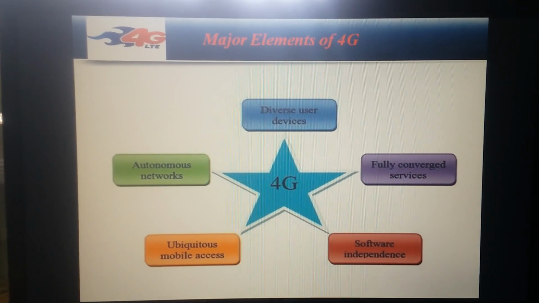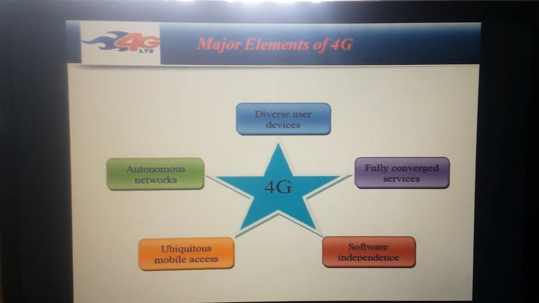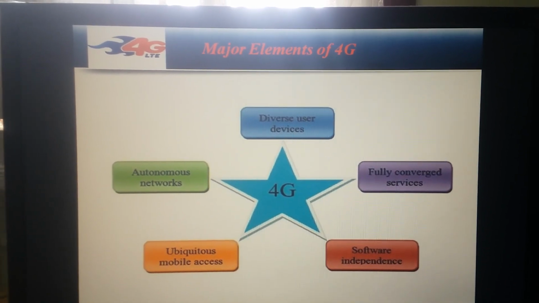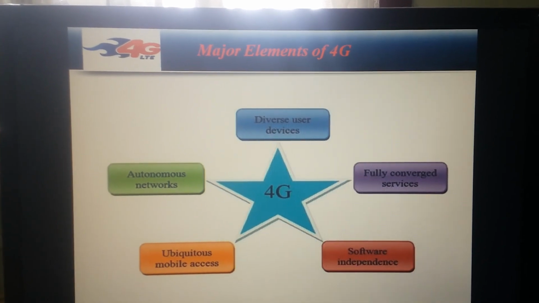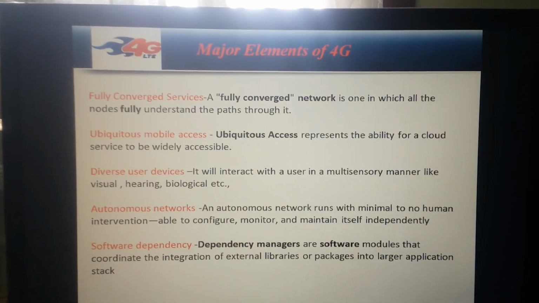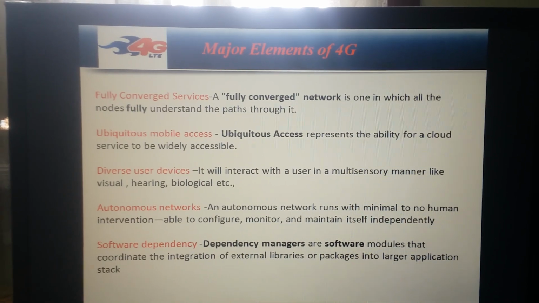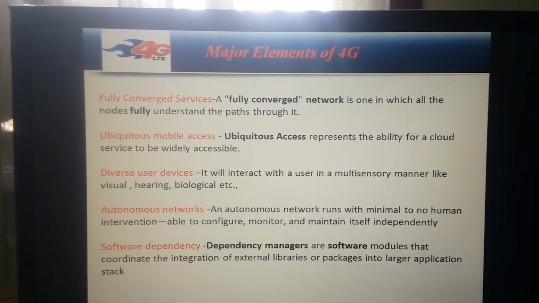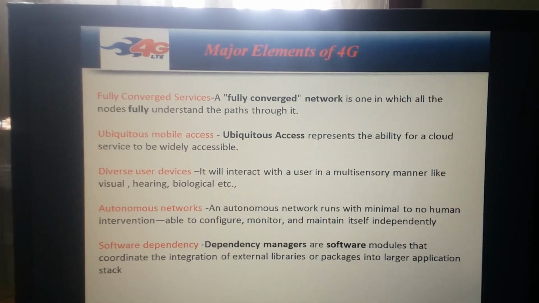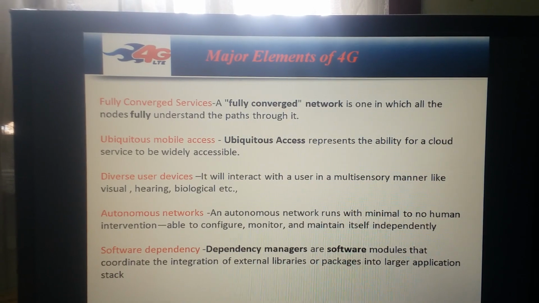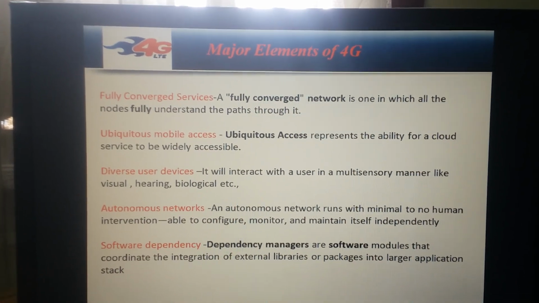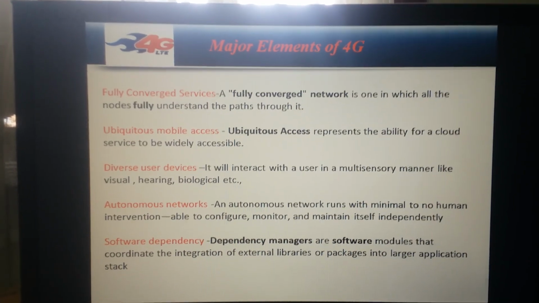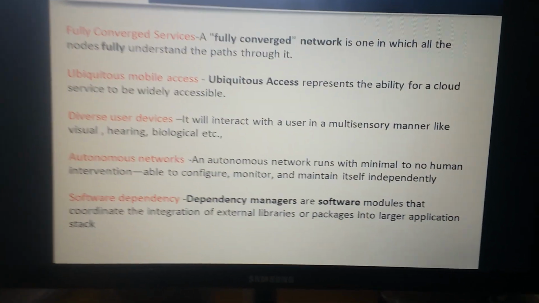So, major elements of 4G. 4G is classified into 5 elements: diverse user devices, fully converged services, software independence, ubiquitous mobile access, and autonomous networks. First of all, we are going to look at fully converged services. A fully converged network is one in which all the nodes fully understand the path through it. Ubiquitous mobile access represents the ability for cloud services to be widely accessible. And next comes diverse user devices. It will interact with the user in a multisensory manner, like visual, hearing, biological, etc.